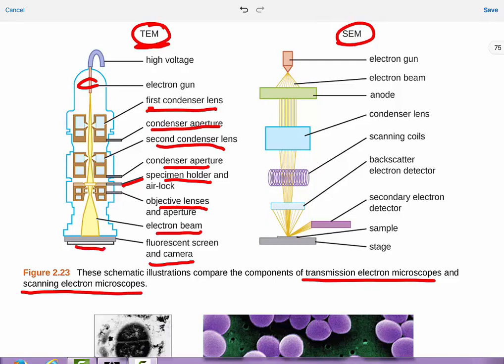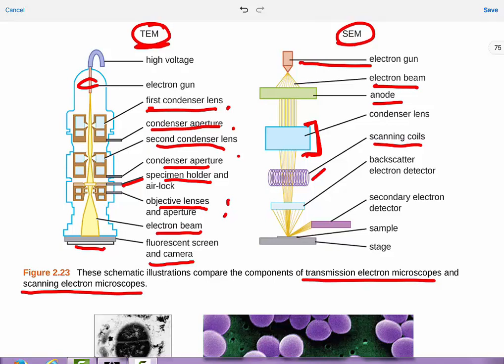Then the scanning electron microscope also has our electron gun, right? We're talking about electron microscopes, so we have electrons being shot at the specimen. We have an electron beam here. We have an anode. We have our condenser lens. We don't have multiple condenser lenses like we do here. We have our big condenser lens here. Then we have some scanning coils.